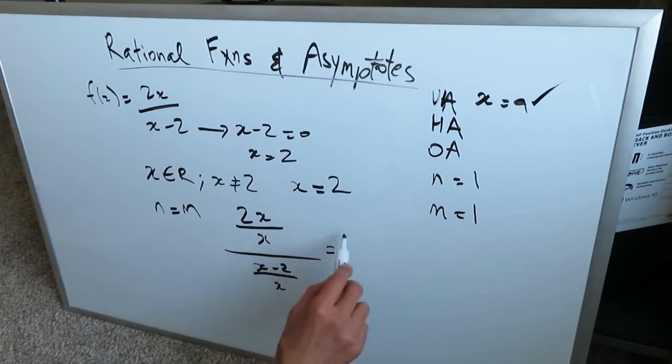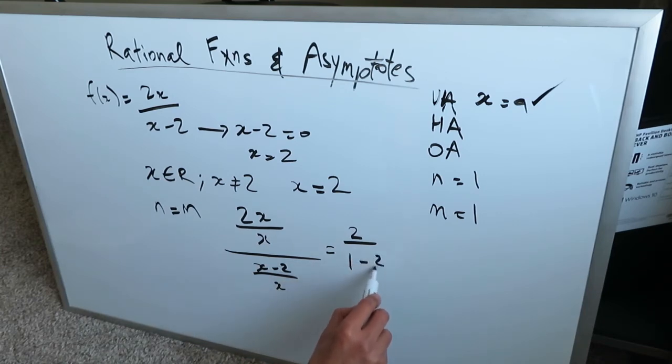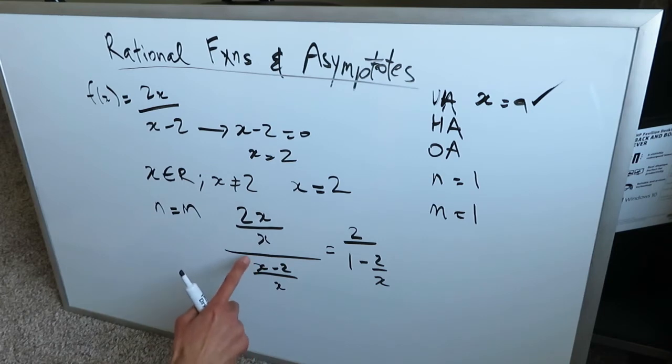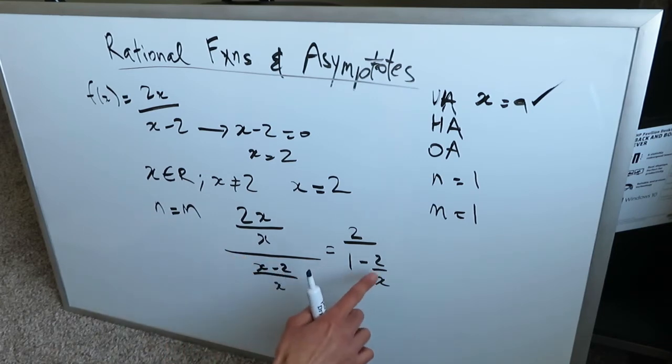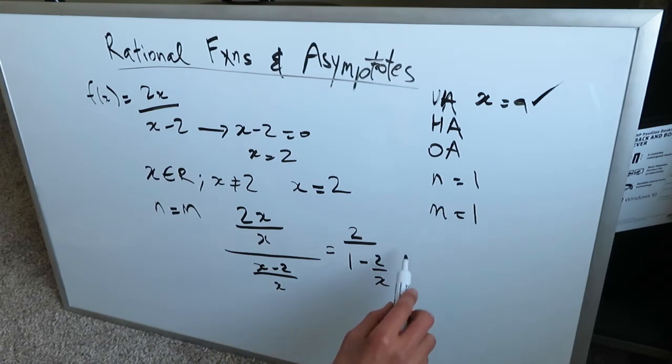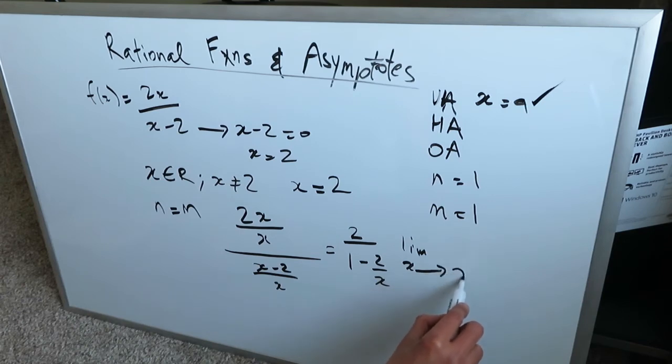What do I end up with on the top? 2x divided by x is a 2. x minus 2 divided by x, I'm going to separate them out, is a 1 minus 2 over x. I separated them out. x divided by x is a 1. 2 divided by x is a 2 over x. So 1 minus 2 over x. All you have to do is now take the limit of x extended all the way up to infinity.